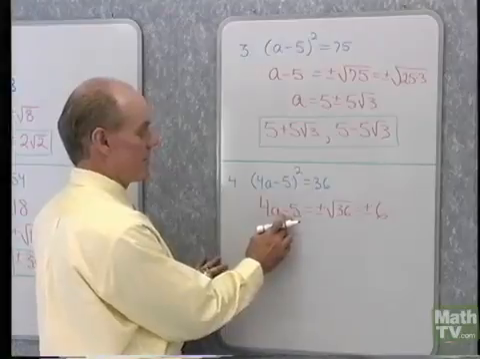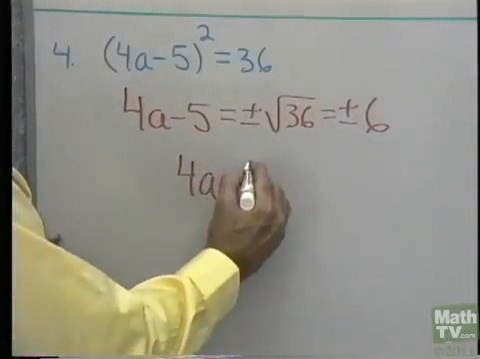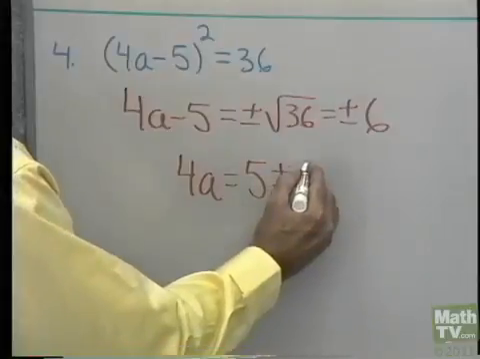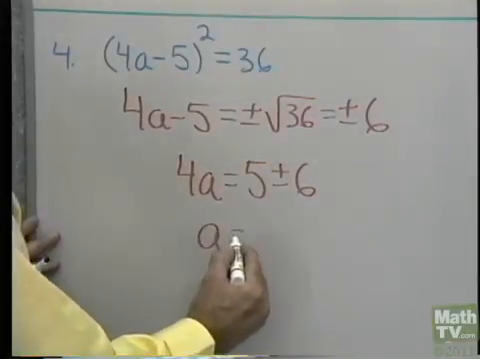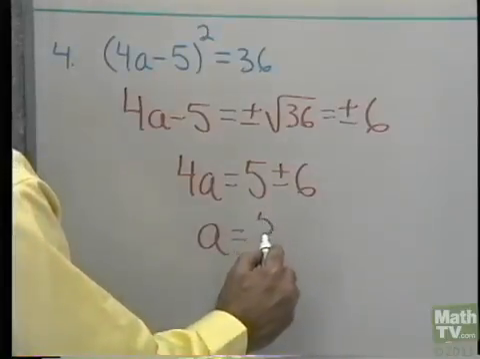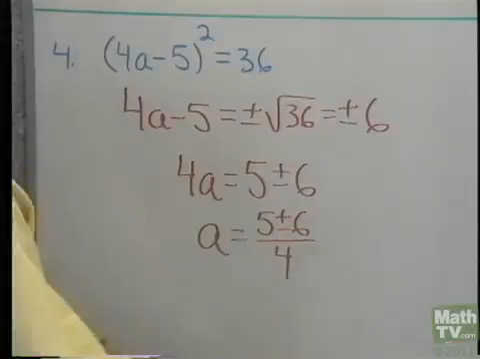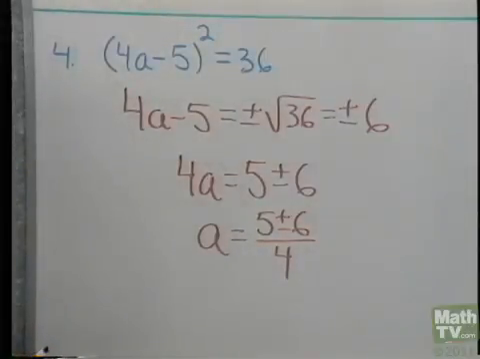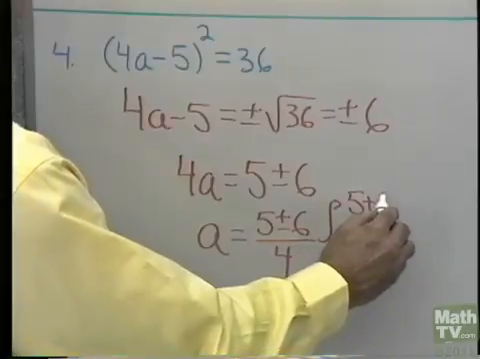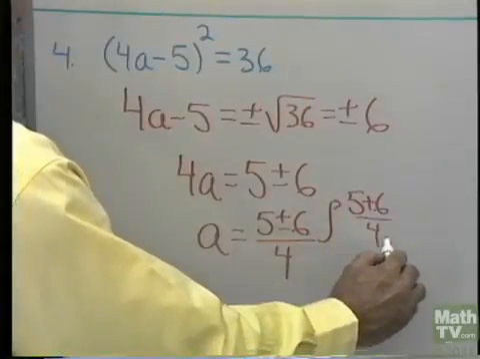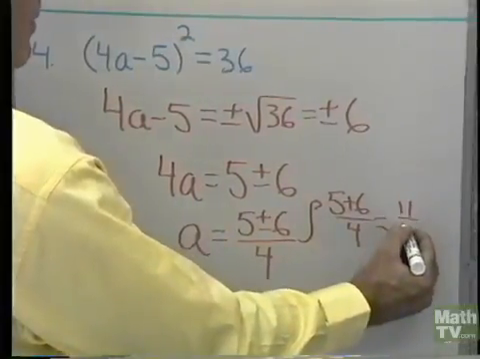Now I'm going to add 5 to both sides of this equation, and I have 4a is equal to 5 plus or minus 6. Now I'll divide both sides by 4, and I have a is equal to 5 plus or minus 6, all divided by 4. Now that will give me two solutions. One where I use the plus sign, 5 plus 6 divided by 4. 5 plus 6 is 11 divided by 4.